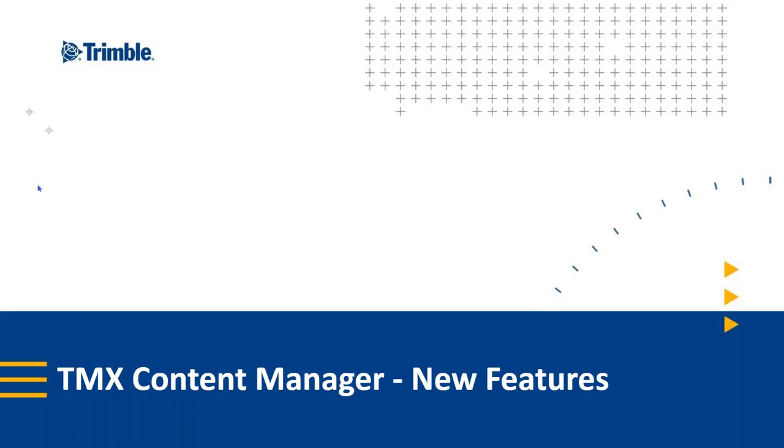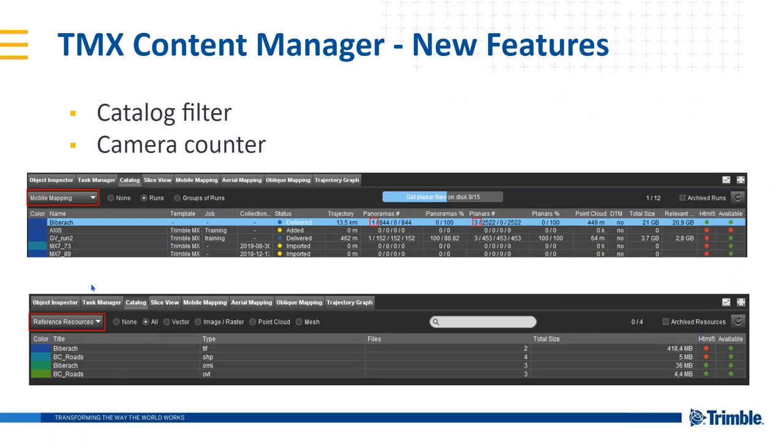All right, thank you, Miguel. So coming back to the presentation here, let me go through the list of features that are relevant specifically to the TMX Content Manager. We're going to start with the catalog. And the catalog now introduces a new filter. As you see here, in the top screenshot and the bottom screenshot, this filter is highlighted with the square on the left-hand side. The filter lets you filter the available resources in the catalog based on their type.